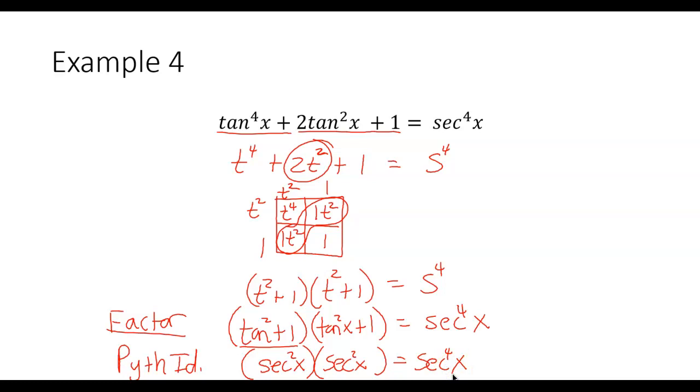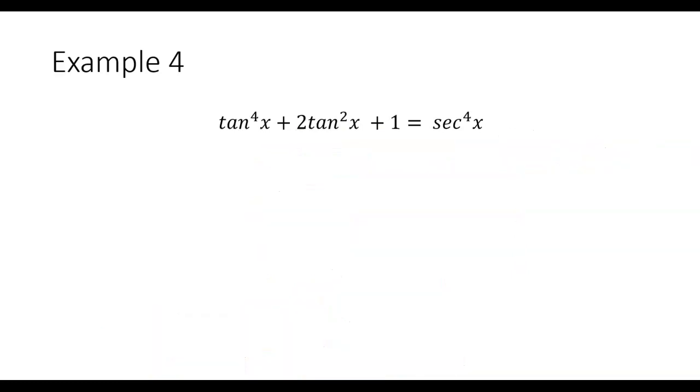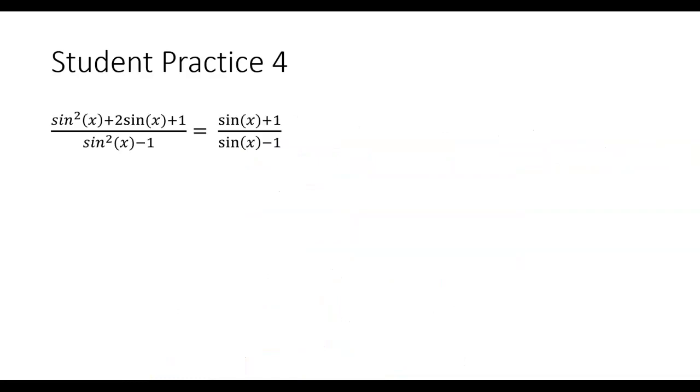Okay. Well, if you have secant squared times secant squared, you're just going to add those exponents together, and you end up getting secant to the 4th. And now we have both sides equal to each other. Okay? And that, we would call just simplifying, or you can call it multiplying. It doesn't really matter. So we factored, we did a Pythagorean identity, and then we simplified, and we got our answer. All right, one more student practice for you here.